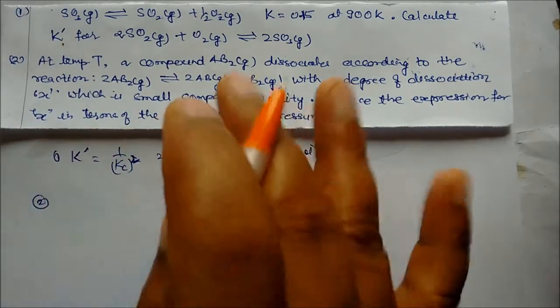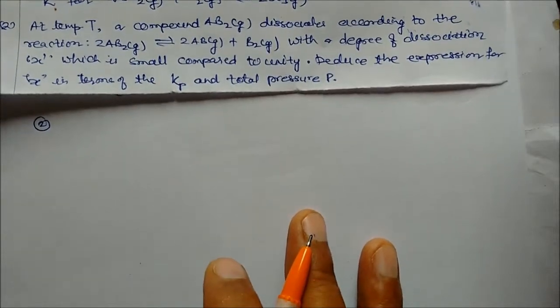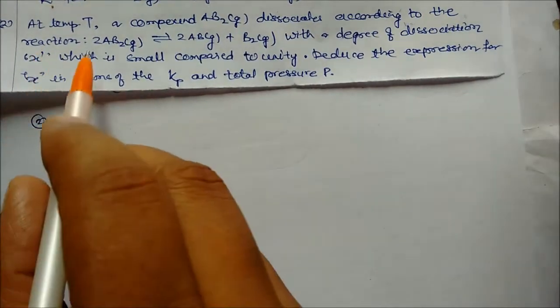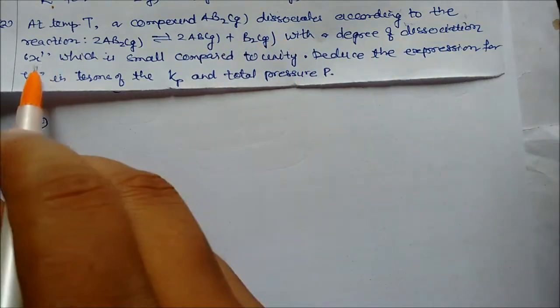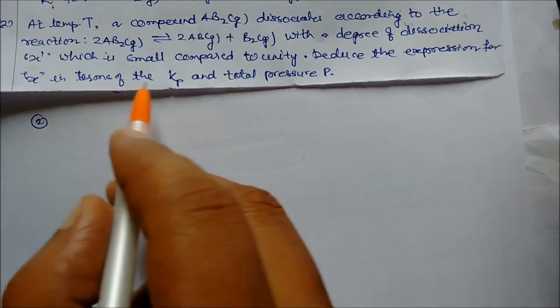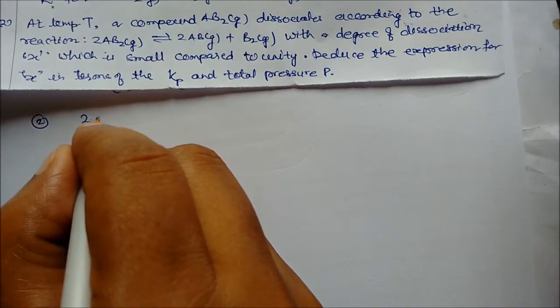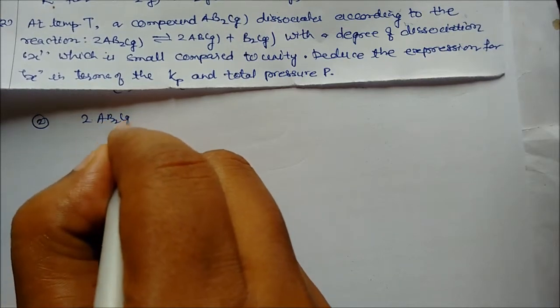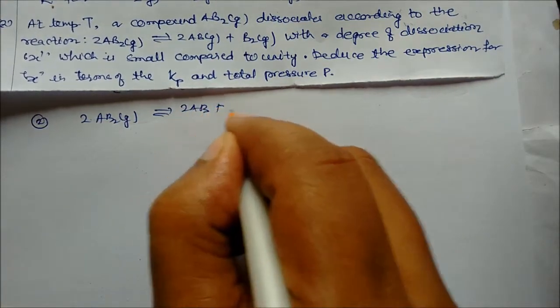Now for the second question. At temperature T, a compound AB2 dissociates according to the reaction 2AB2 giving 2AB plus B2, with a degree of dissociation x which is small compared to unity. Deduce the expression for x in terms of Kp and total pressure. So we have to write this equation first properly. This is your AB2, and this is gas. On dissociation, this is giving you 2AB plus B2.